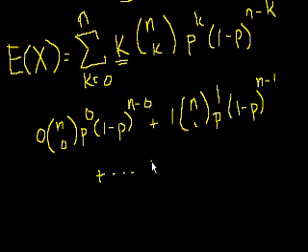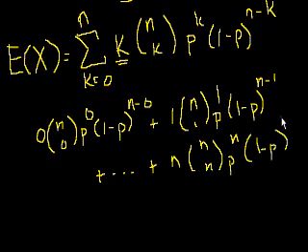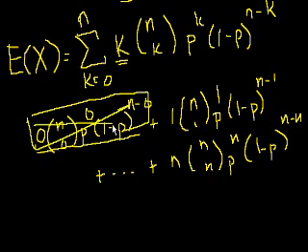And then you keep adding all the way until you get to k is equal to n. So it would be n times n choose n, times p to the n, times 1 minus p to the n minus n. Right? This is just another way of writing this sum up here. And what I just said is the first term, which is this term, is going to be equal to 0, because k is equal to 0. 0 times anything is 0. So we can ignore that term, and we can rewrite this sum as essentially this sum right here.